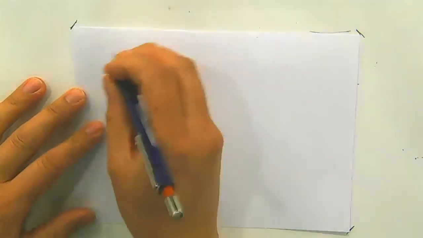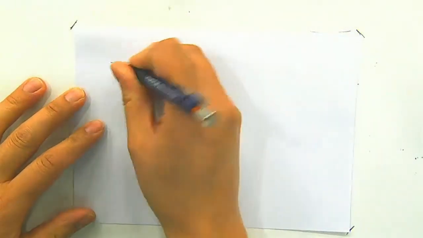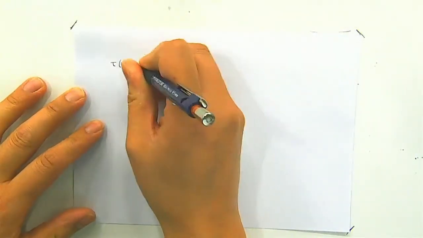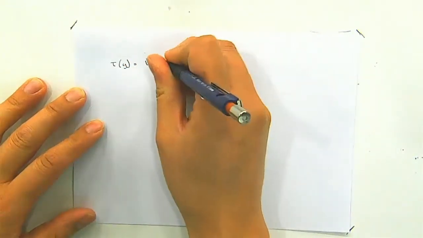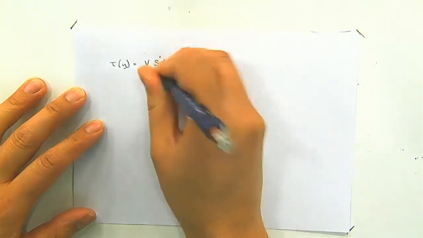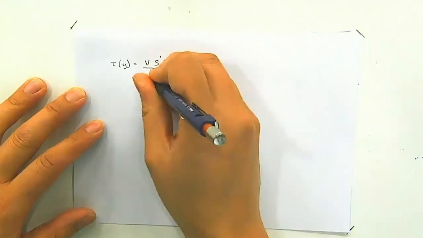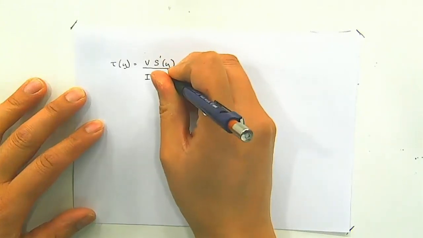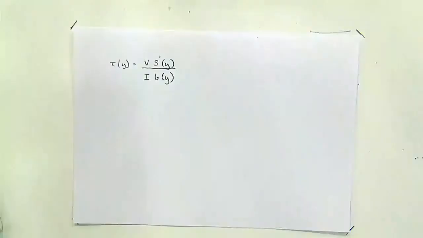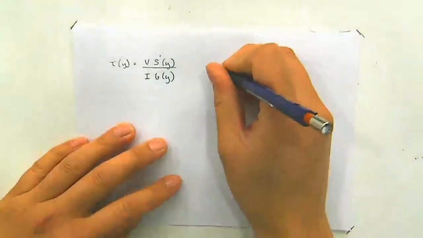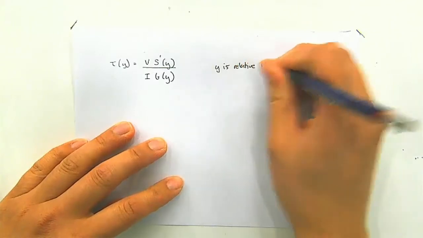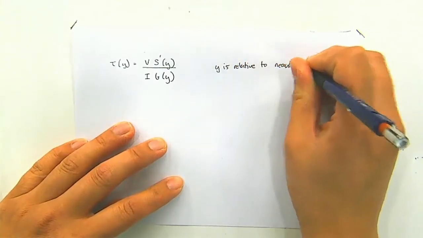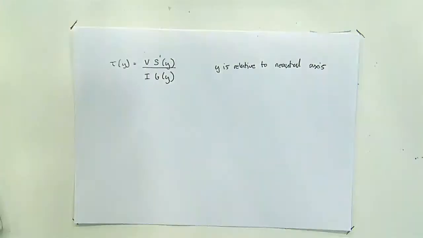So we've got this equation: shear as a function of y is equal to the shear force times the first moment of area, divided by I times b as a function of y. Just remember that y is relative to the neutral axis. Okay, all right. So is everyone happy with that?